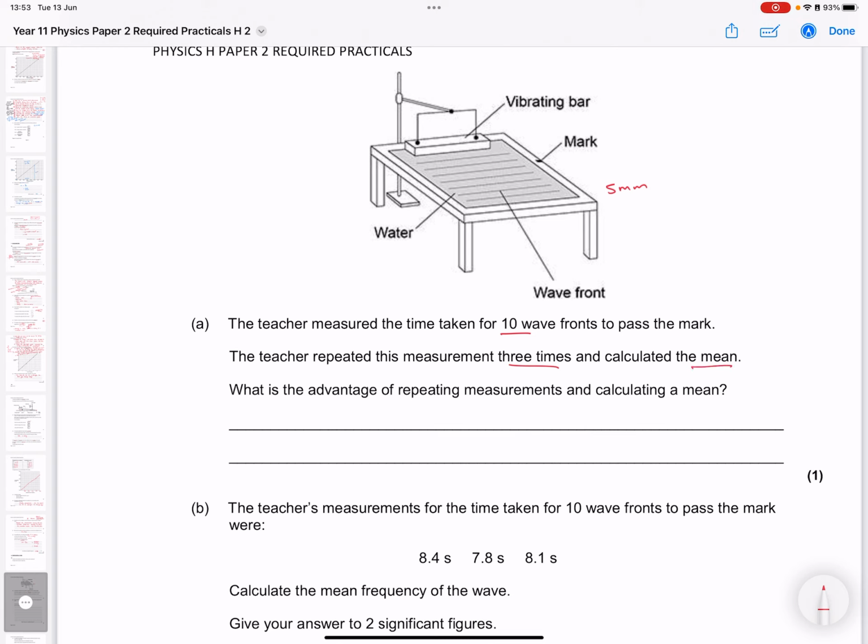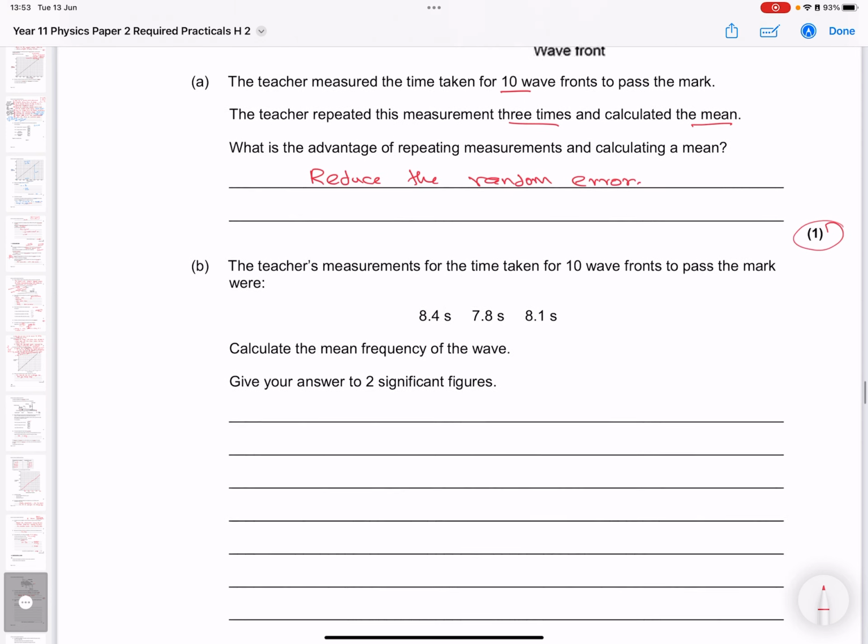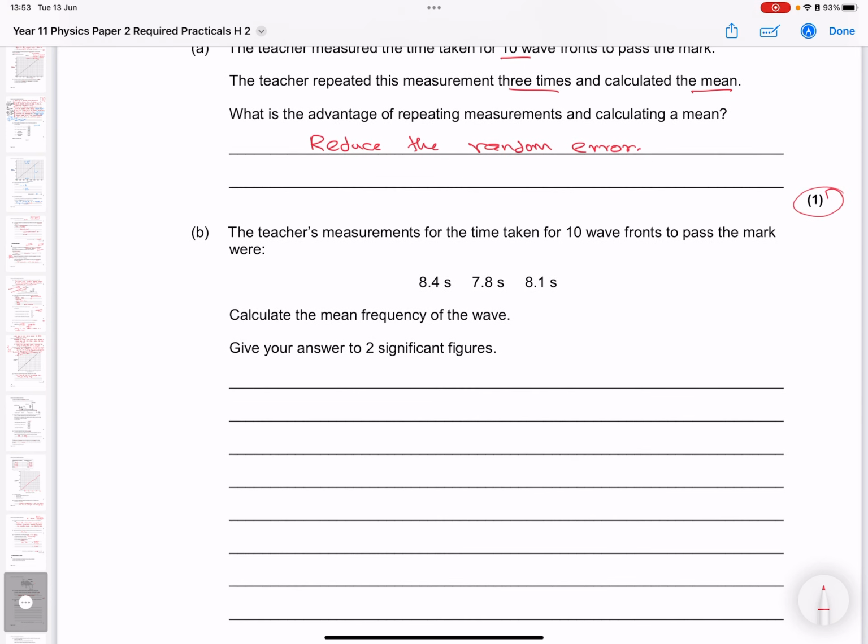So what is the advantage of repeating measurement and calculating a mean? That will reduce the random error. The teacher's measurements for the time taken for 10 wavefronts to pass the mark were 8.4 seconds, 7.8 seconds, 8.1 seconds.